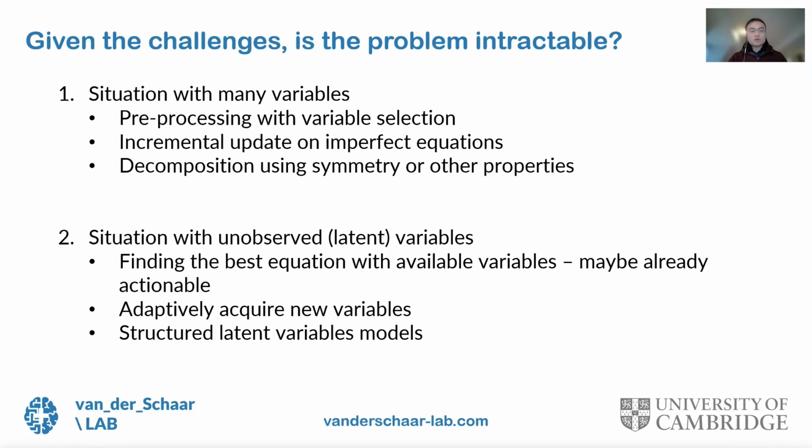Another challenging scenario is for applications with unobserved or latent variables. And this is, again, very common in healthcare. First of all, I wish to highlight that sometimes what we can do is to find the best equation with available variables. And in some applications, this will already turn out to be actionable. Another direction is to have an adaptive algorithm that adaptively acquires new variables. This is especially helpful if we have the capability to perform experiments or collect additional variables. Finally, there are also works that use latent variable models, and it is actually a research frontier in machine learning to construct more structured latent variable models in order to infer these unobserved quantities.